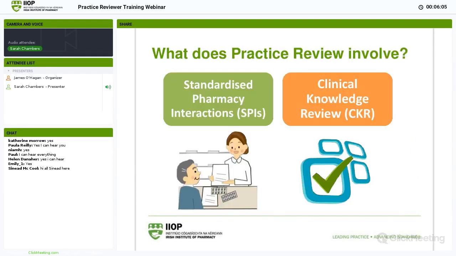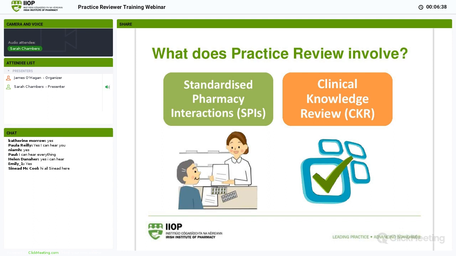So what does it look like? We all know that it's got 2 components: the standardized pharmacy interactions, or SPIs as we call them, and the clinical knowledge review, or CKR. The clinical knowledge review does what it says on the tin. It's looking at the first competency of clinical knowledge. Now we will be focusing on the SPIs as that's what our role will be. If anyone wants any further information on clinical knowledge review, of course get in touch, but I am conscious of your time this evening, so we'll focus on the SPIs.